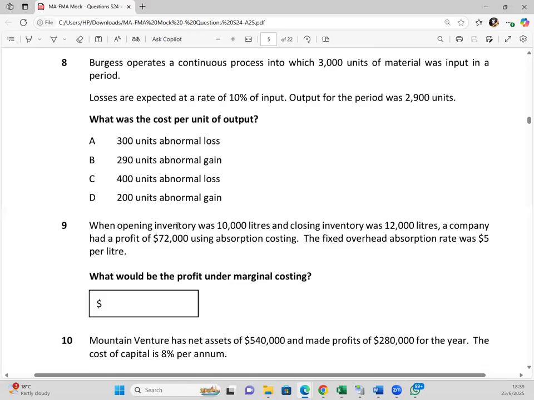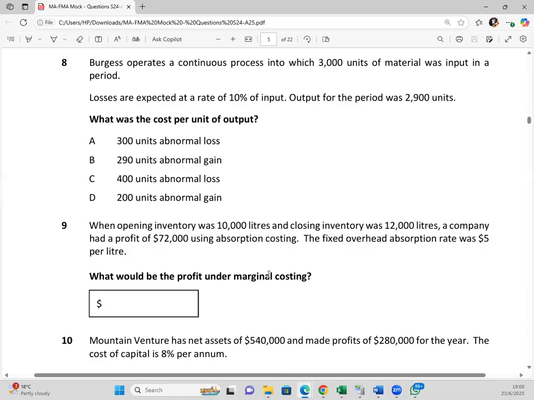When opening inventory was 10,000 liters and closing inventory was 12,000 liters, a company had a profit of 72,000 using absorption costing. The fixed overhead absorption rate was 5 per liter. Good part about this, the more questions you do, the more they repeat the sentence. I remember talking about this one in one of the revision sessions. They have given you the profit under absorption costing, and they are asking what the profit under marginal costing is.